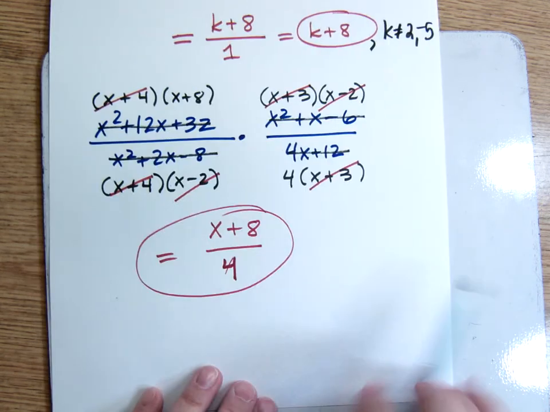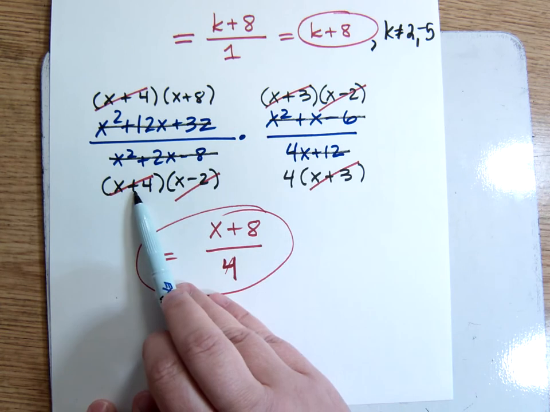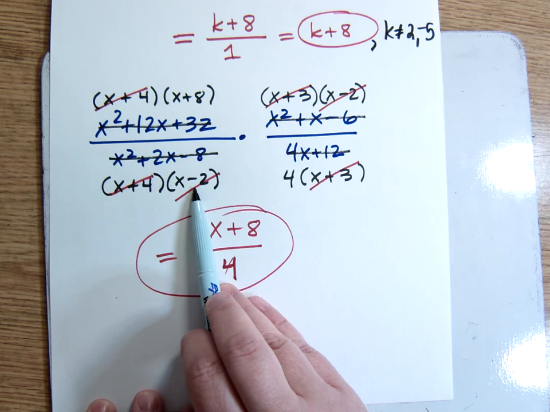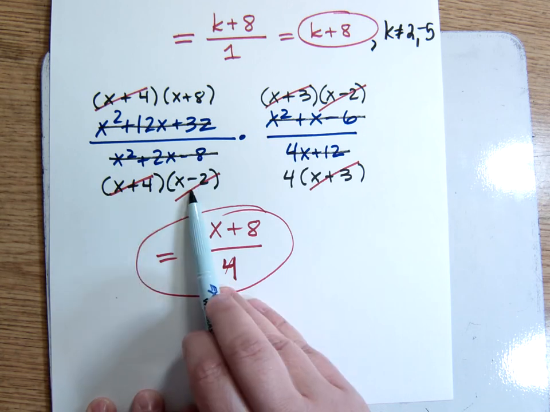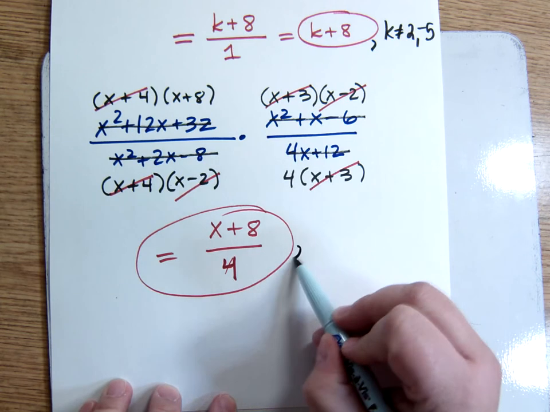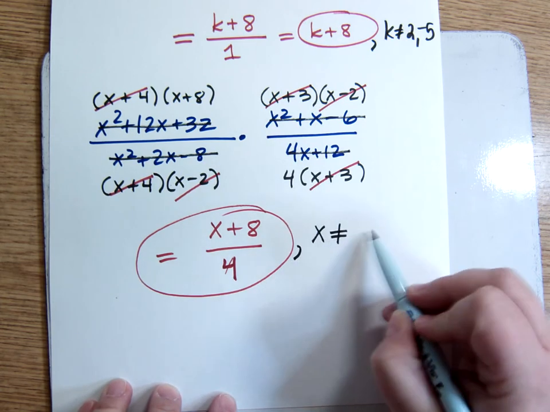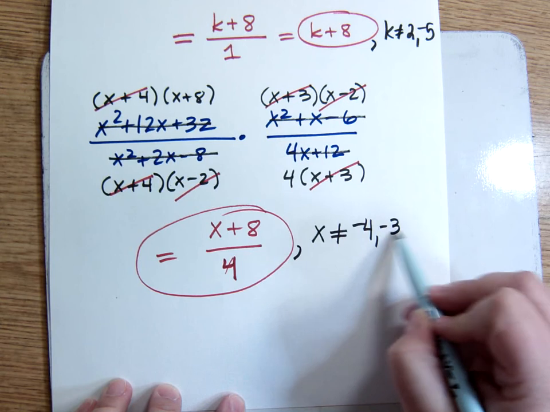On this one, I've got several. K can't be negative 4 because that would make this factor 0. K can't be 2, I'm sorry, we don't have k's. X can't be negative 4, X can't be 2, and X can't be negative 3. So really in my answer, I would say X not equal to negative 4, negative 3, or 2.